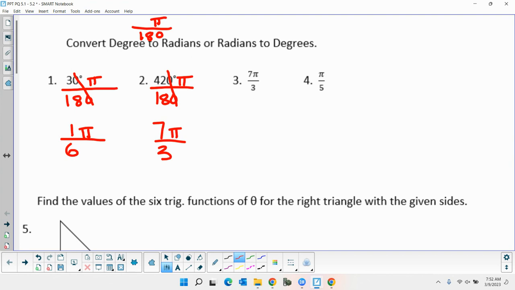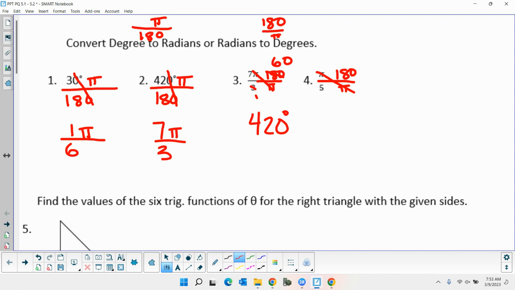The other way, radians to degrees, we're going to go 180 over pi. So if you want to do this, and then the pi's go away. So 3 goes into 3 once, 3 goes into 180 60 times, 7 times 60 is 420. But there's the 7 pi over 3 right there. So that's the same problem, basically. It's going the other way, right?